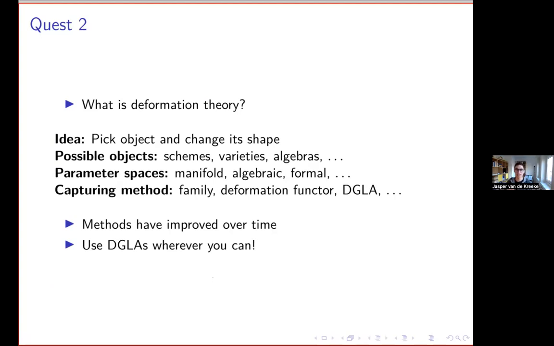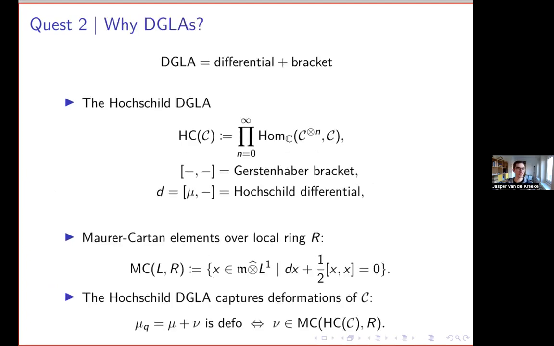Parameter spaces you can define over: you can deform over manifolds, algebraic spaces. You can define over formal or local rings. You can try to capture deformations in a family. You can do deformation functors à la Schlesinger. You can capture them in DGLAs. Now, methods have improved over time. Please use DGLAs wherever you can, because in comparison to, say, just families or deformation functors, if you have the DGLA, you have the higher structure basically. So use DGLAs whenever you can, whenever you are going to compute Hochschild cohomology. Always, please remember to compute the L-infinity structure too.